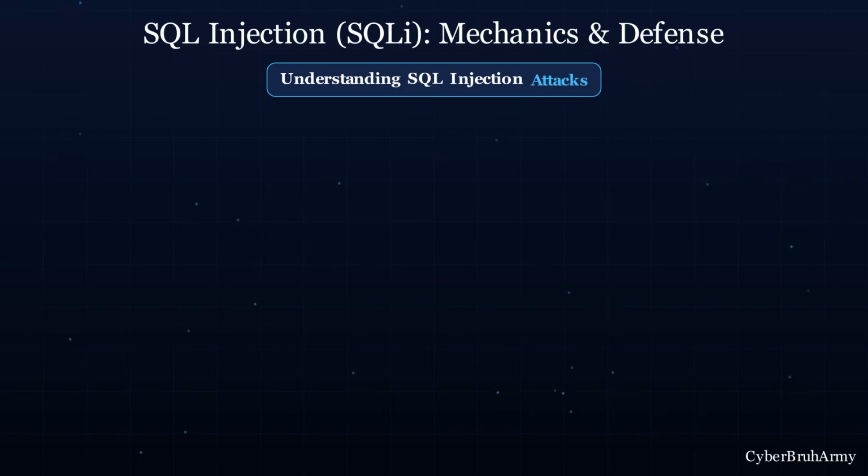SQL injection remains one of the most critical web vulnerabilities, allowing attackers to manipulate database queries. In this breakdown, we will explore how dynamic SQL concatenation causes query mutation and how to secure application code.